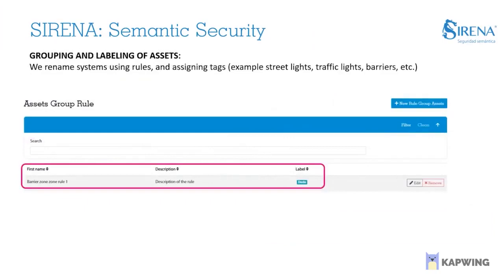The group labels allow us, for example, to identify the areas where each asset is located, and this SIRENA screen allows us to assign said area automatically.